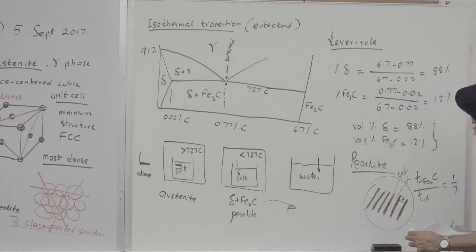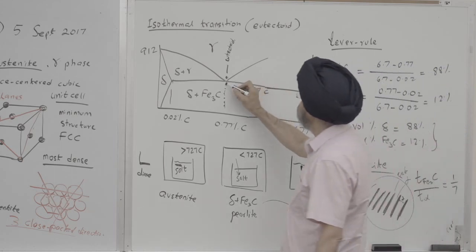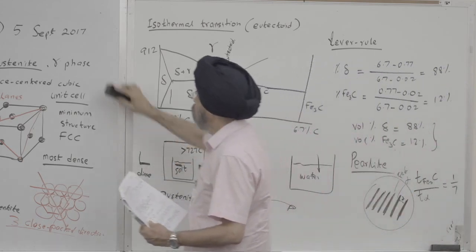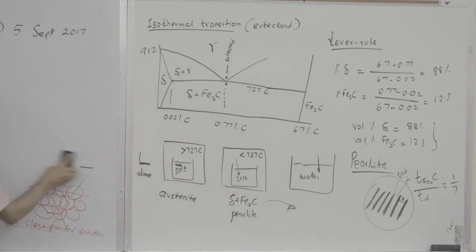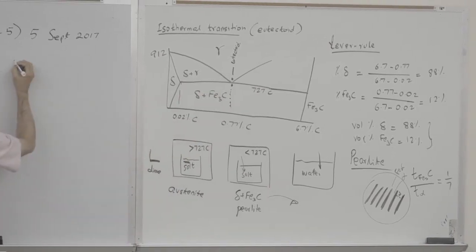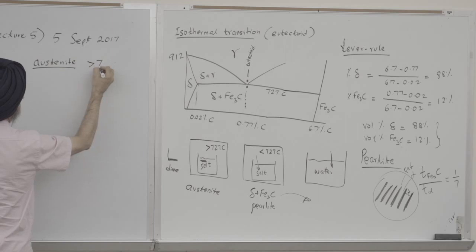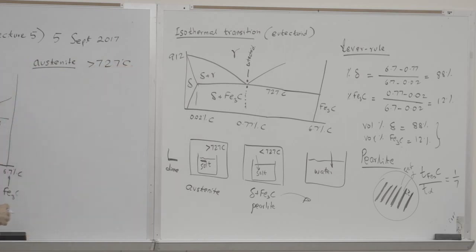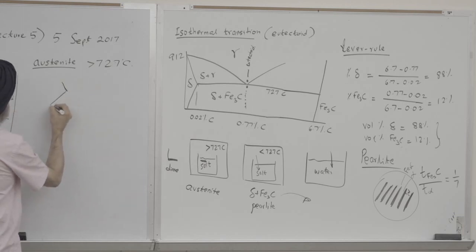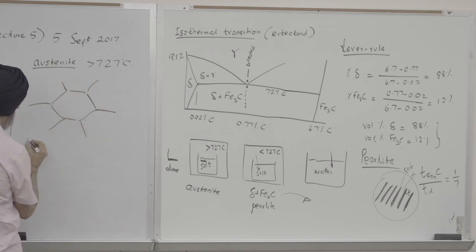And so let's talk about the cooling from here to there. Let's just discuss how the perlite structure forms. In the austenite region, which is above 727 degrees C, if you were able to look at the crystal structure, which of course you cannot, you will see what we call an equiaxed structure. Equiaxed is a very common term in metallurgy.